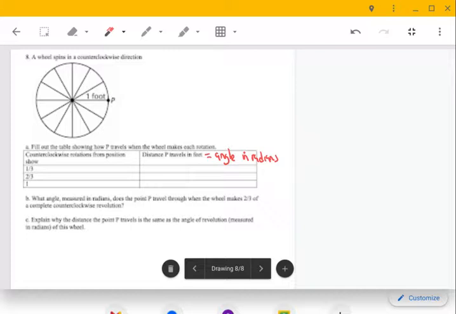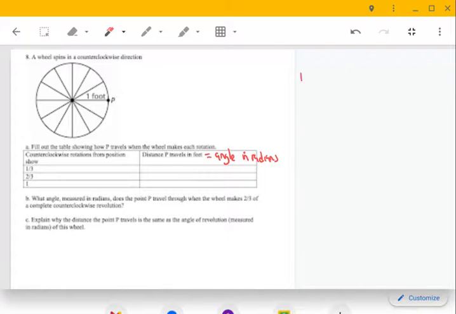So basically what we're going to figure out is when we make 1/3 of a full rotation, what is that angle going to be in radians? When we make 2/3 of a full rotation, what is that angle going to be in radians? So on and so forth. So let's start with 1/3. I'll find it in degrees and then convert it to radians.